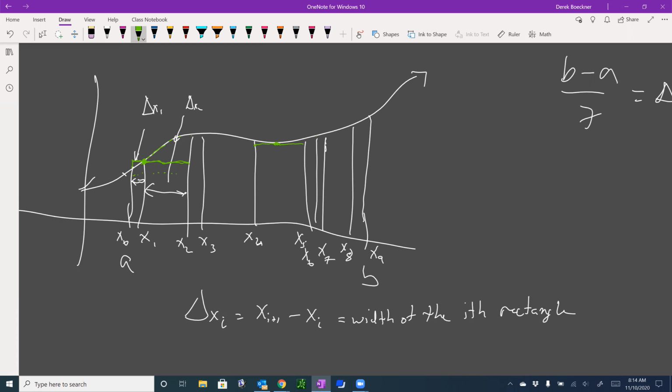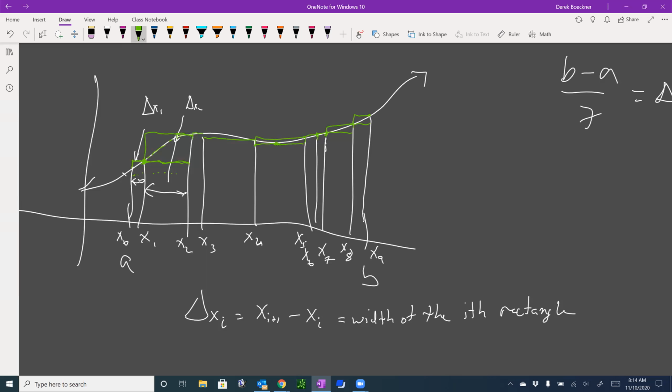I could just decide to take all of the right-hand endpoints and make all of my rectangles from the right-hand endpoints. And then some of them would overestimate and some of them would underestimate. Oops, that one goes all the way over there. That one's a really big overestimation. I could take the left-hand endpoints and pick those guys to be where I make my rectangles.